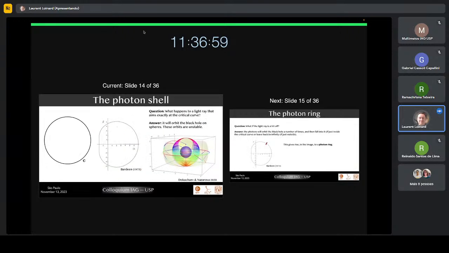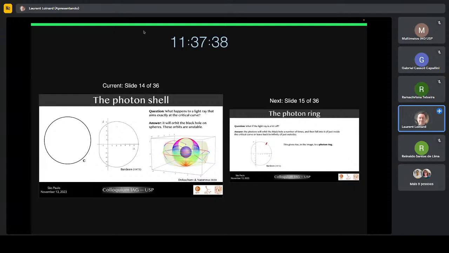So this explains why we see a darker region at the center. But that's not it. In addition to that darker region at the center, we see this bright ring around it. So now what I want to try to explain is where that bright ring is coming from. And to do that, we have to ask another question, which is what happens if we consider a light ray that impacts the screen exactly on the critical curve. So remember, the critical curve separates the region inside, which are rays that go inside the black hole, from rays outside that go to infinity.